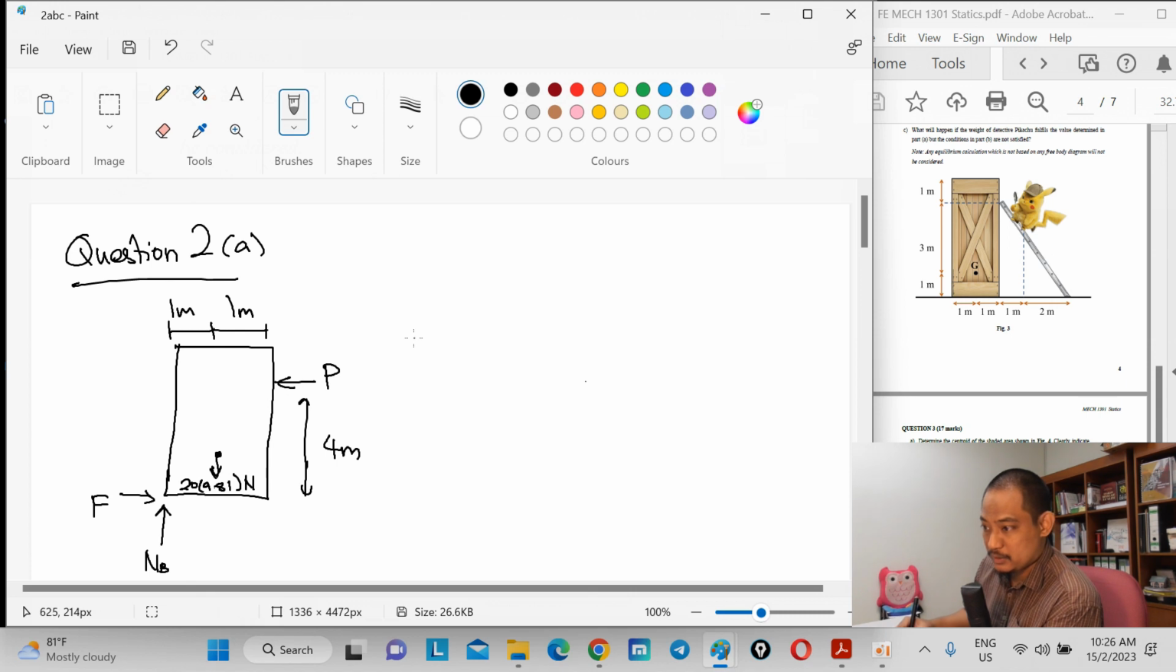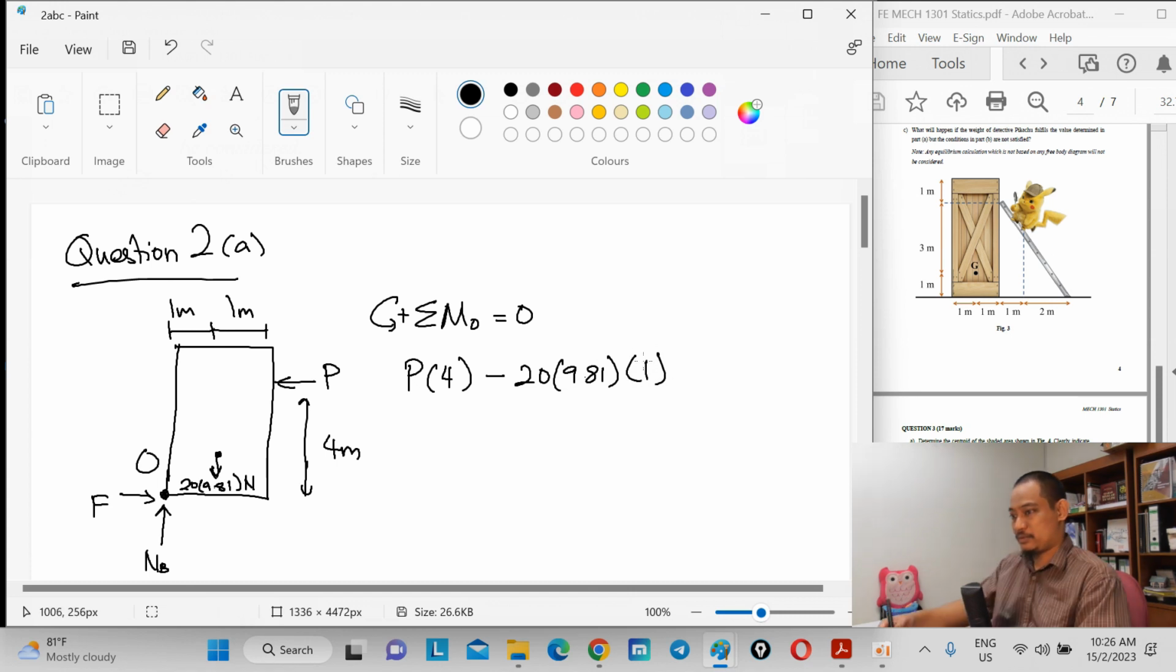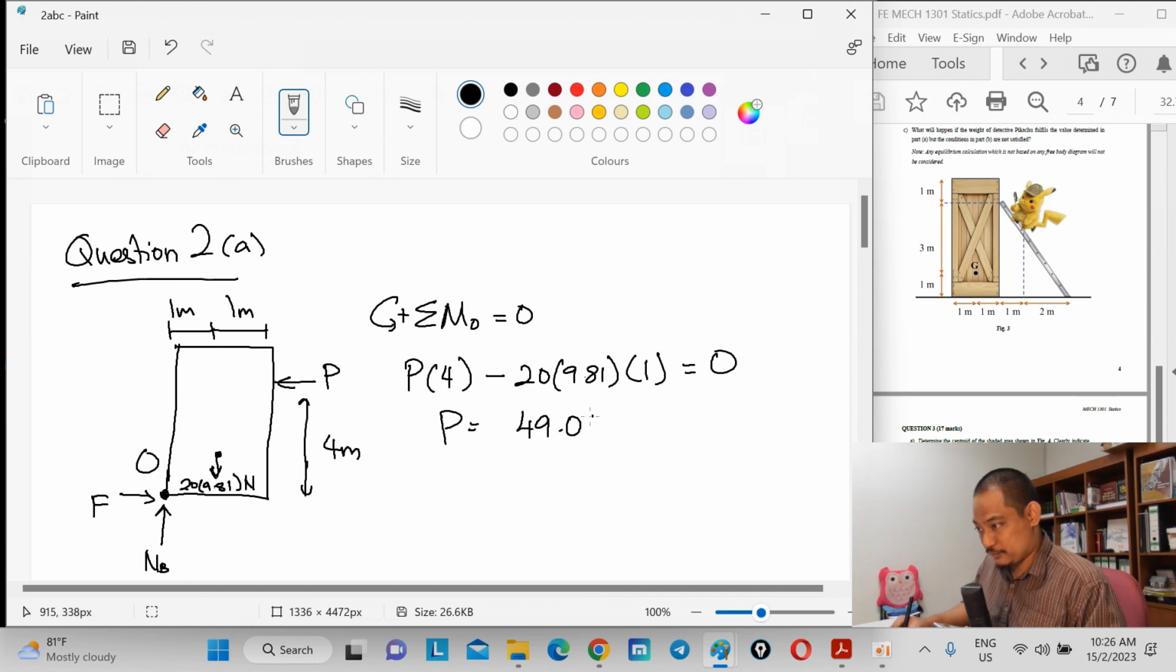So from here, summation of moment, let's call this point O. So the moment about point O equals 0. Let's consider counterclockwise positive. So we have P times 4 minus 20 times 9.81, that's the weight down there, and 1 meter, equal to 0. So P equals 20 times 9.81 divided by 4, which is 49.05 Newton. Alright.